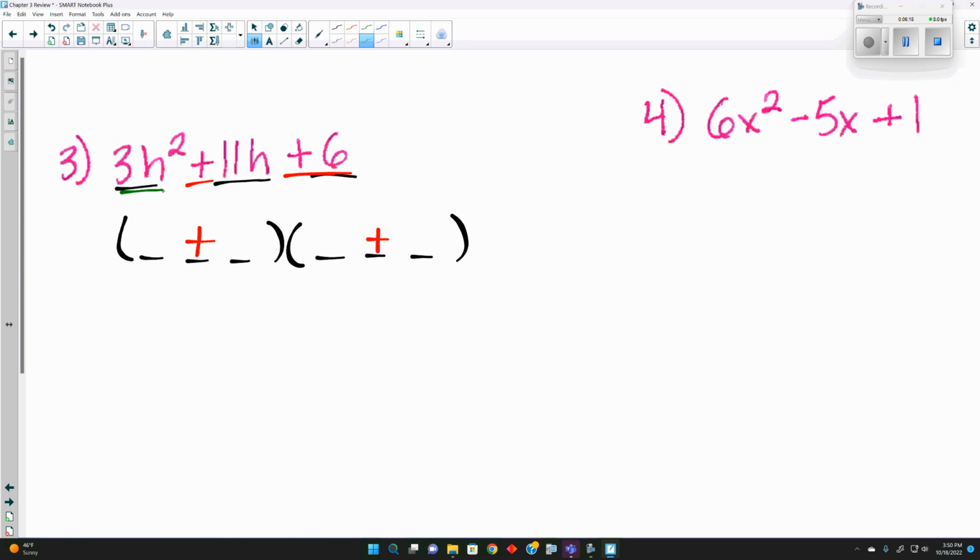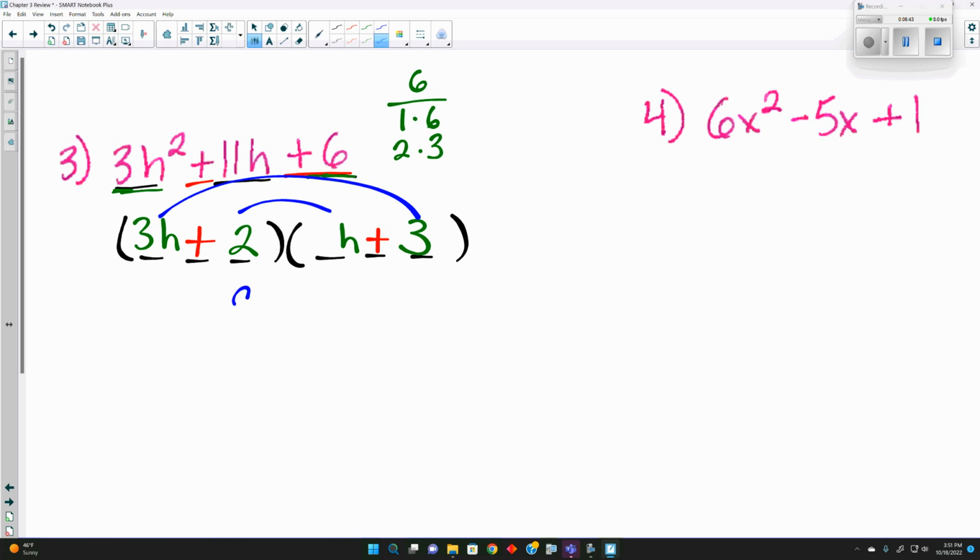Now we look at the factors of the first and third term. Well, the factors of 3h squared, well, h squared is going to be h and h. And the only factors of 3 are 3 and 1. Now the factors of 6 are 1 and 6 or 2 and 3. Now I can pick 2 and 3. I'm just picking 2 to start with. And we can check it here.